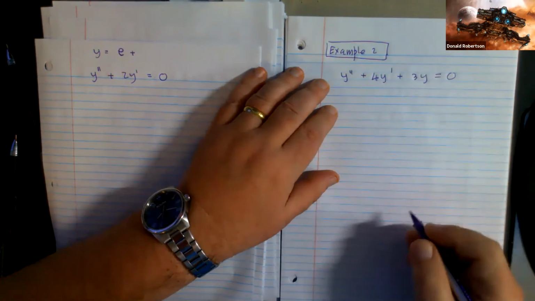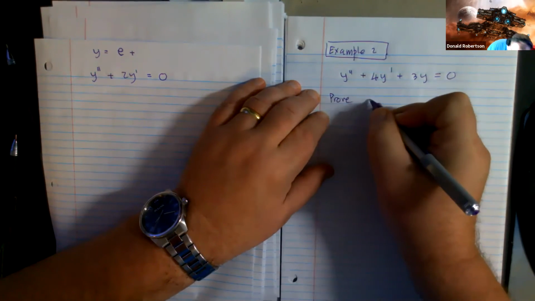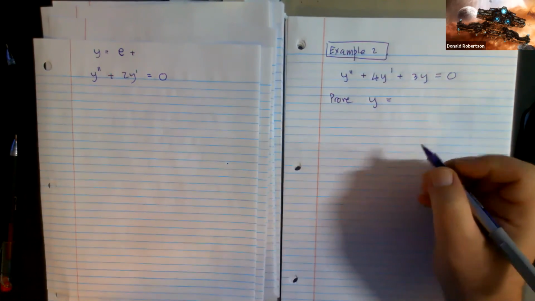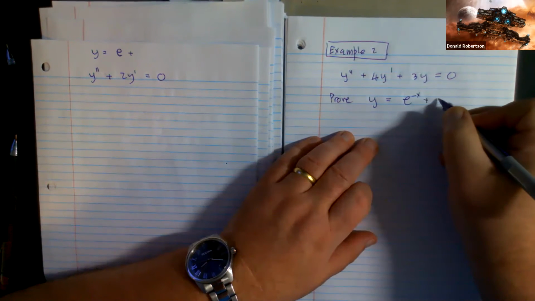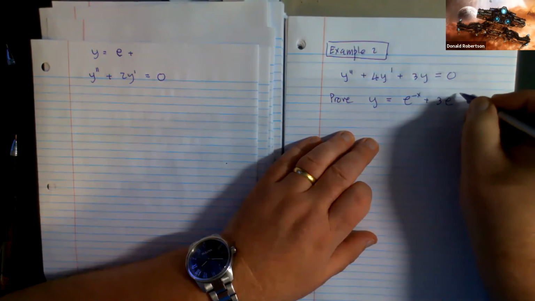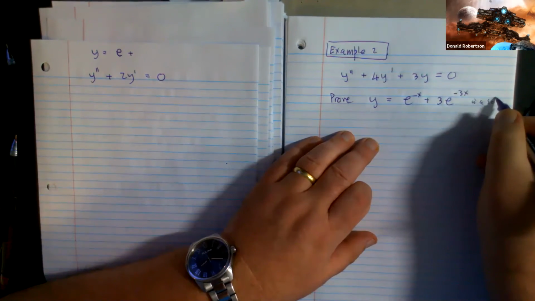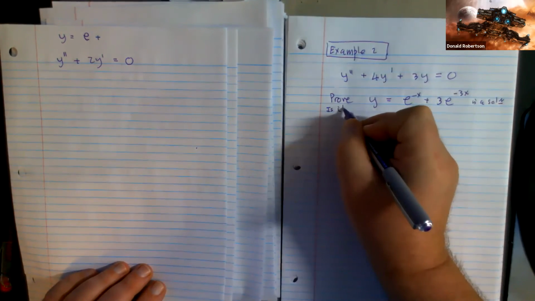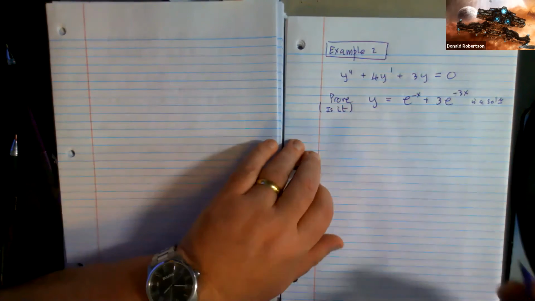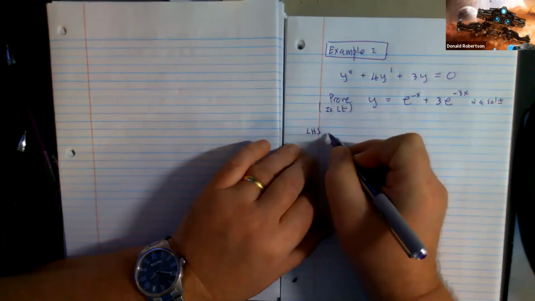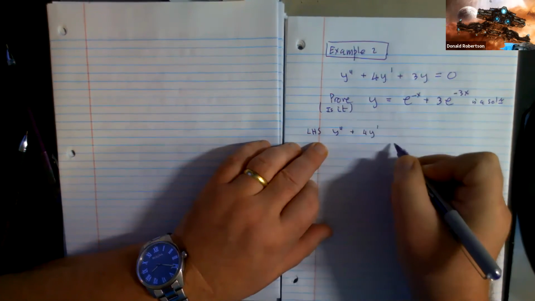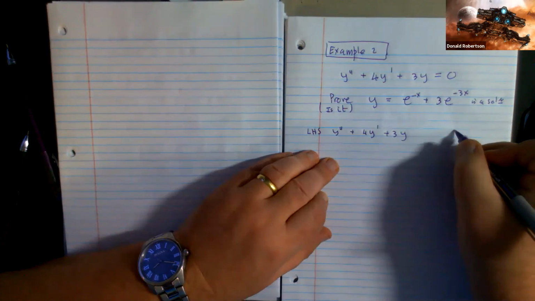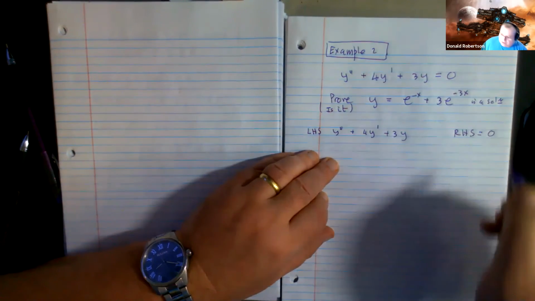here is our differential equation. We're going to be asked to prove that y equals e to the negative x plus 3 times e to negative 3x is a solution. And I'll cover myself by proving or asking, is it a solution? So here it goes. The left-hand side is all this. So it's the second derivative, 4 times the first, 3 times the y. And everything works out right, shouldn't it be equal to the right-hand side, which is 0.